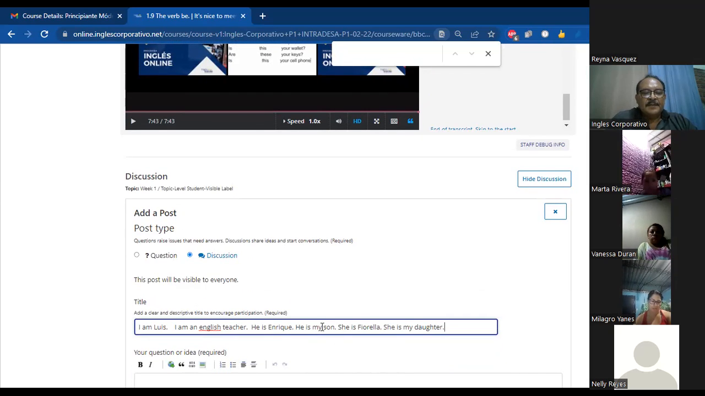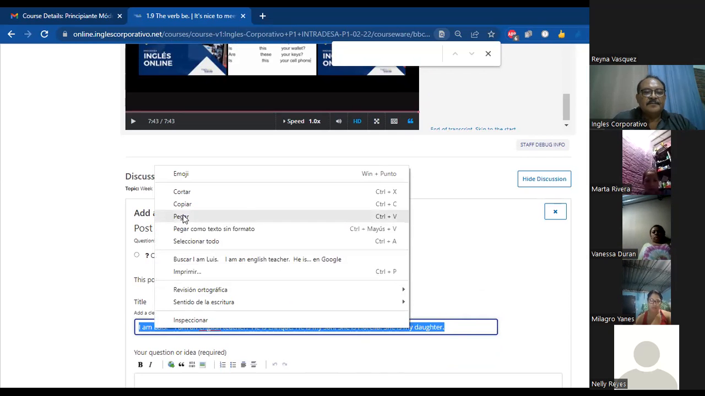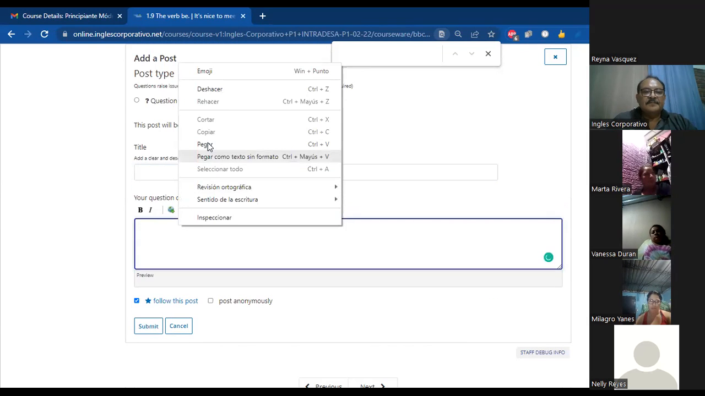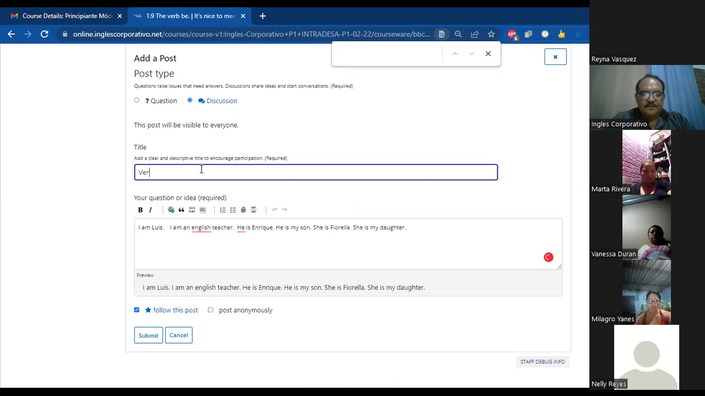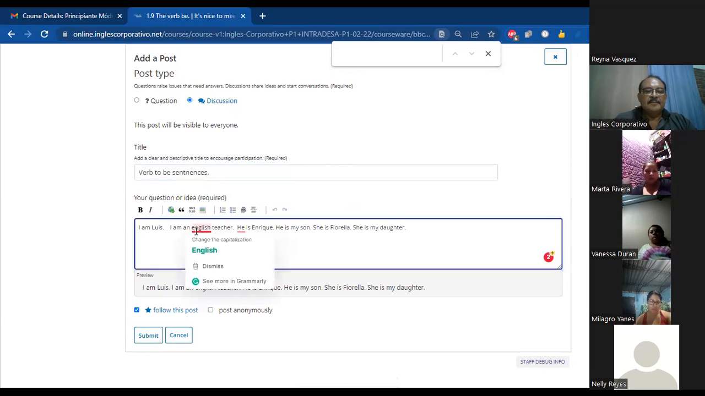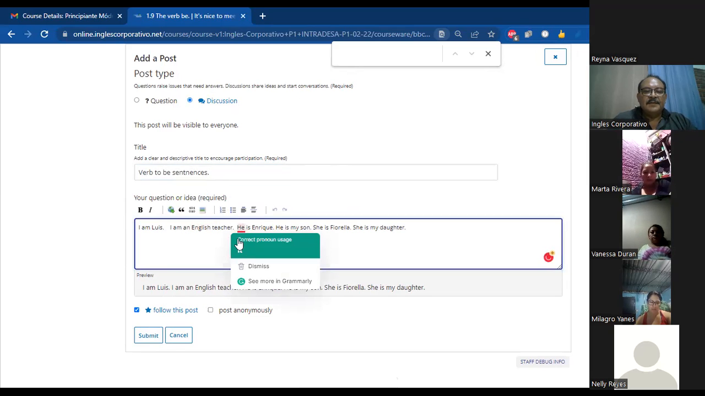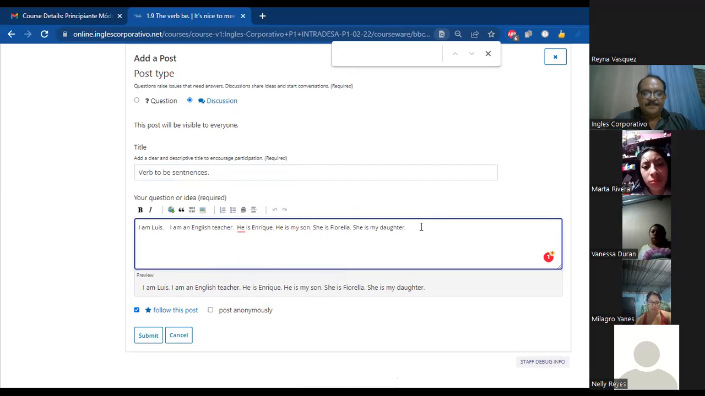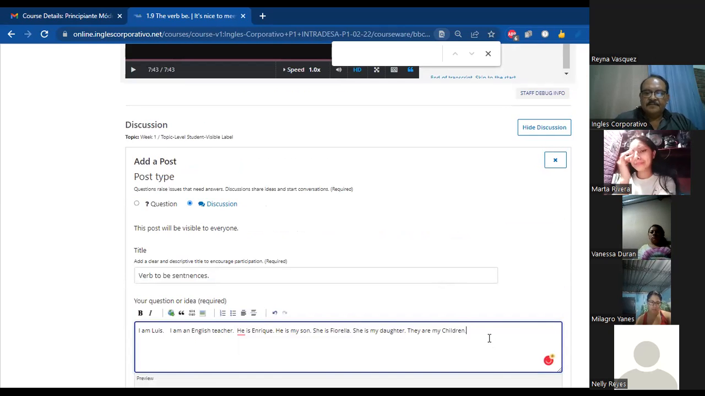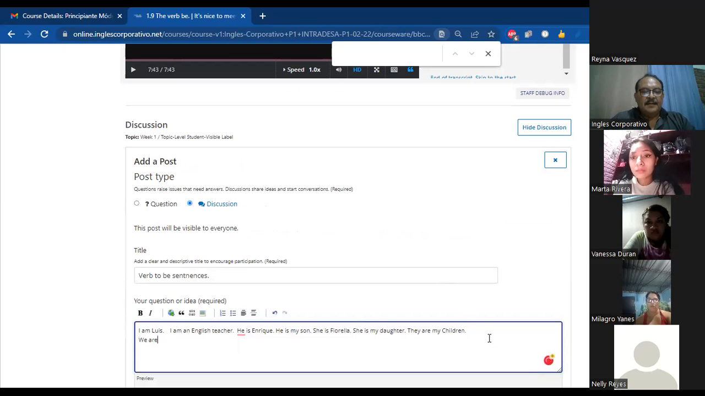Then you can have, for example, there's an add, this one. I'm gonna write it down here, a verb to be sentences. Okay. And then you submit. No, this is not it, it's he. It's Enrique, that's correct, okay? Then you can say, for example, they are my children. Okay, they are my children. And we are a family. Okay, we are a family.